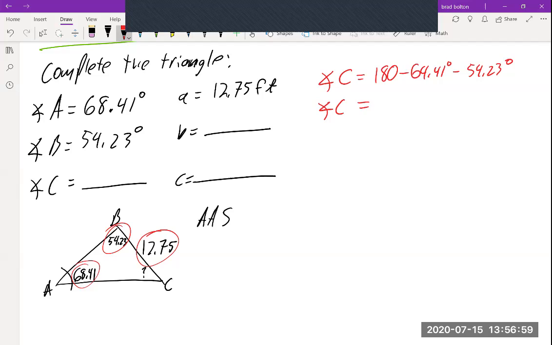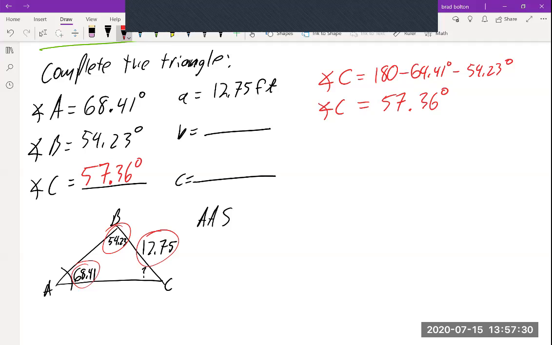Let me make sure I did my math right. So let's do 68.41 plus 54.23, 180 minus that. And I get 57.36 degrees. Oh, I'm sorry, I typed it in wrong on my calculator. So I would get angle C is worth 57.36 degrees. Okay, so let's put 57.36 degrees. So we technically know all three angles.